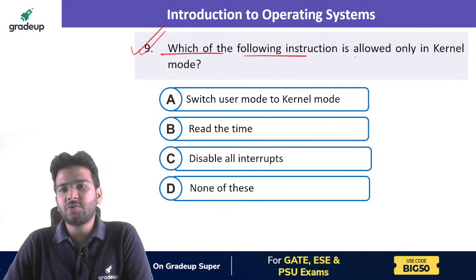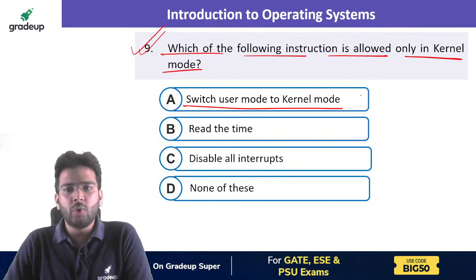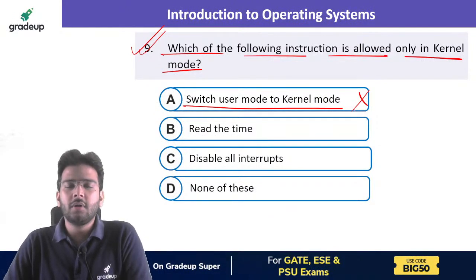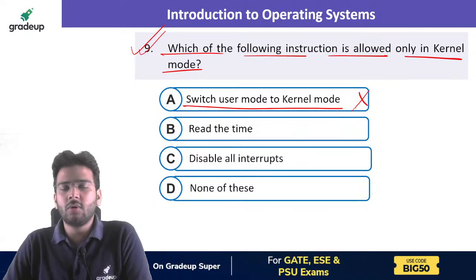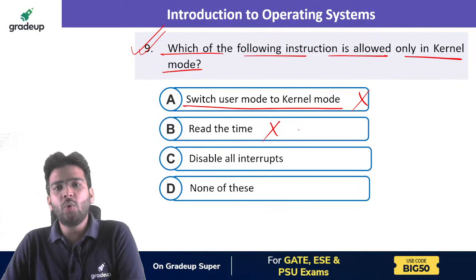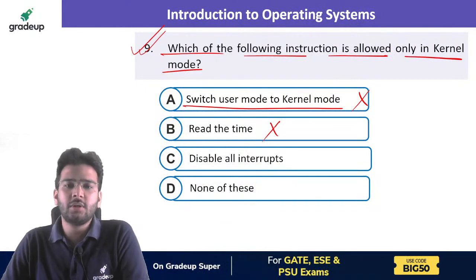Which of the following instructions is allowed only in kernel mode? Switch user to kernel mode? No, this is not allowed in kernel mode, right? If you want to switch from user mode to kernel mode, you have to execute non-privileged instructions, like you can raise an interrupt or invoke a system call. These kinds of things you can do, and that will switch the user mode to the kernel mode. Read time is also a non-privileged instruction, so that is not allowed only in the kernel mode. You can even execute this in the user mode.